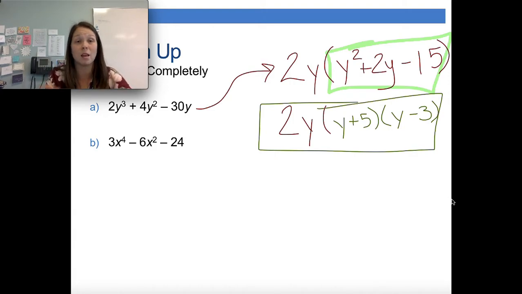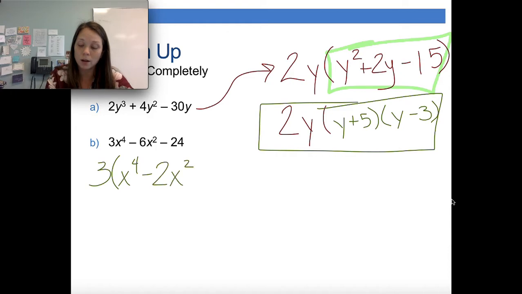Let's do the same thing for part B. I have 3x to the fourth minus 6x squared minus 24. Right off the bat, I'm noticing all three of those pieces have a 3 in common. They're all divisible by 3. That leaves me with x to the fourth minus 2x squared minus 8.